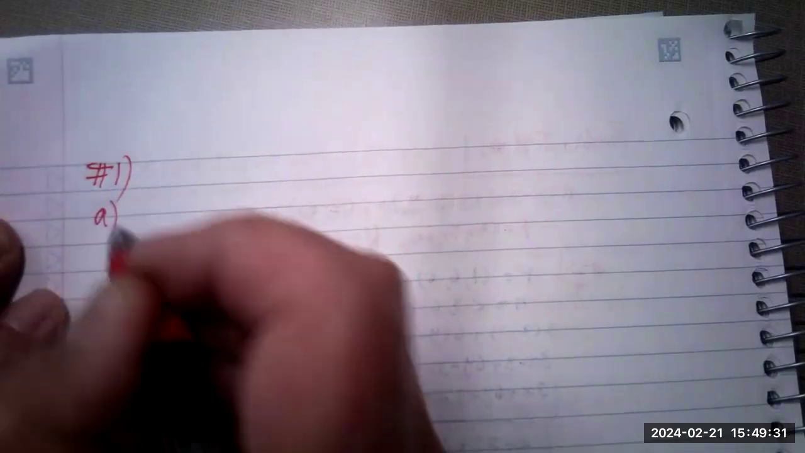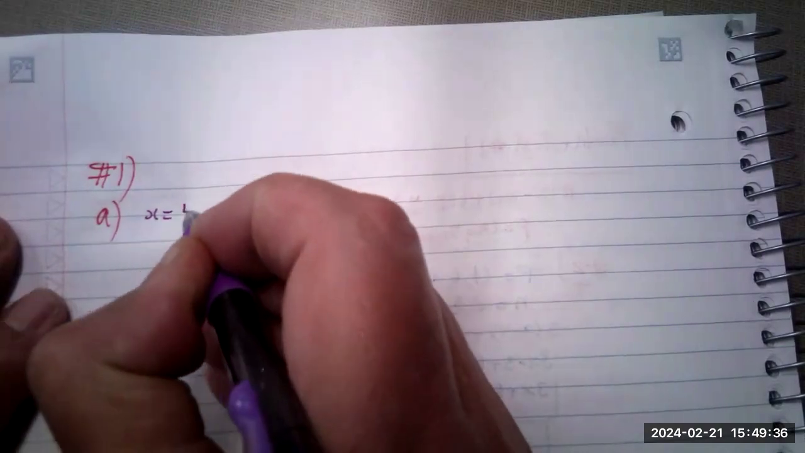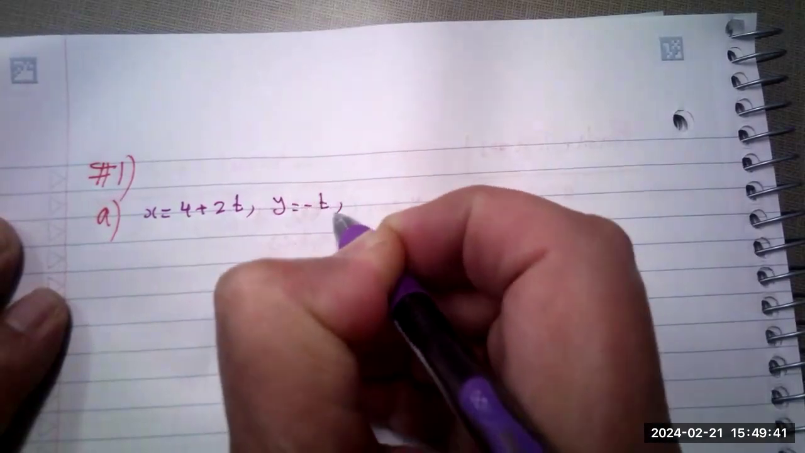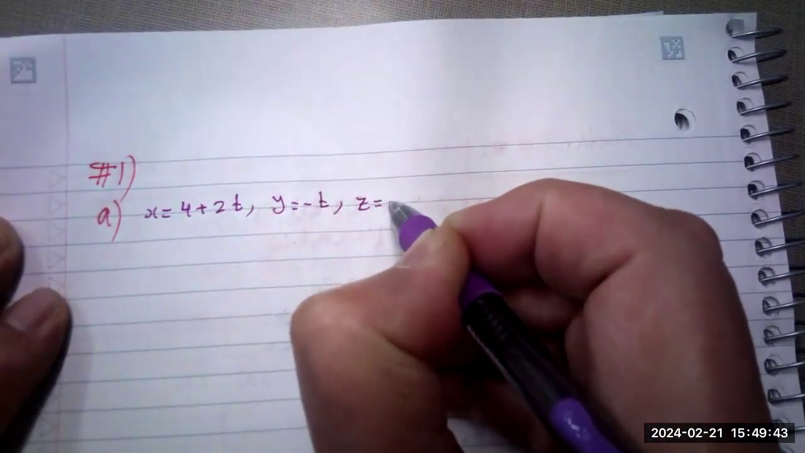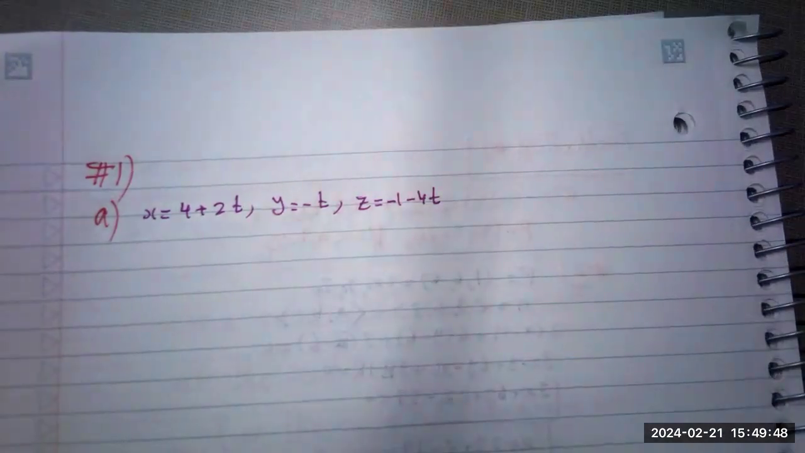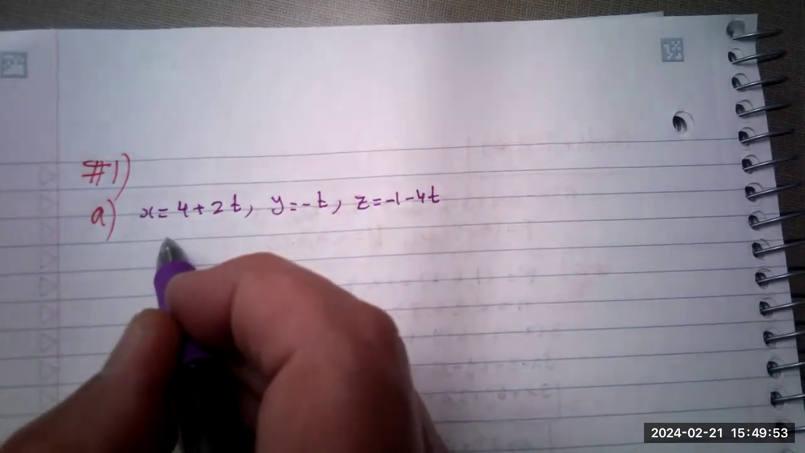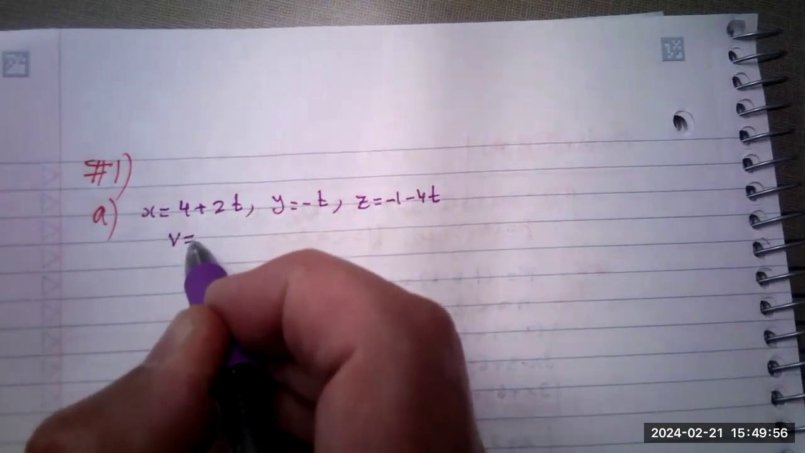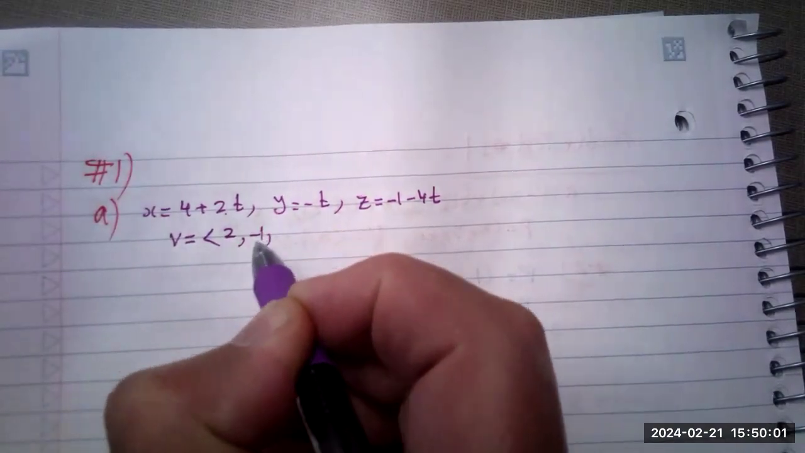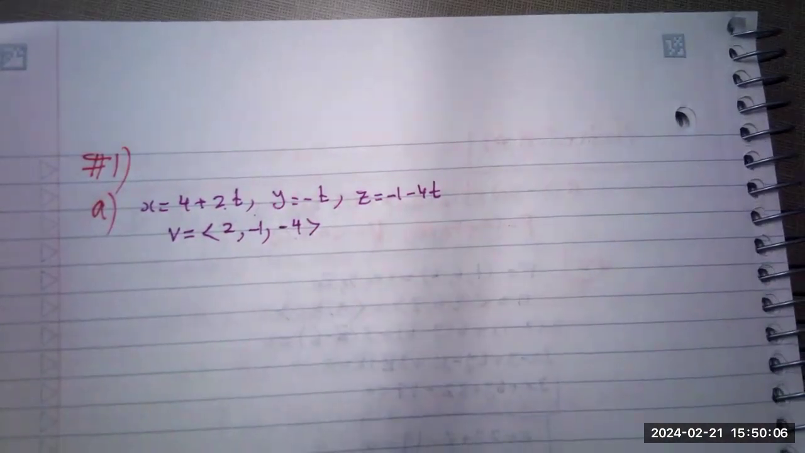You see the first one. The first one, you have the line x plus y equal to -t, and z equal to -1 minus 4t. So get the directional vector. Remember, this is x0, y0, z0 and the directional vector. V is equal to what? Its coefficients. It's going to be 2, -1, -4. This is your directional vector for the line.